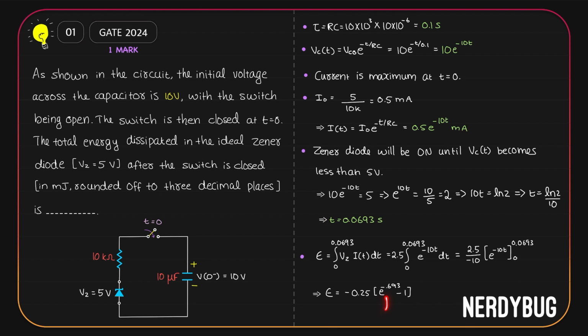Now, if you calculate e to the power minus 0.693, it is approximately equal to 0.5. 0.5 minus 1 is minus 0.5. So the energy dissipated is approximately negative 0.25 multiplied by negative 0.5, which is 0.125. The current was in milliampere and Zener voltage was in volt. So this will be in millijoules. In the question, we have to find the total energy dissipated in millijoules rounded to 3 decimal places. So the final answer is 0.125.